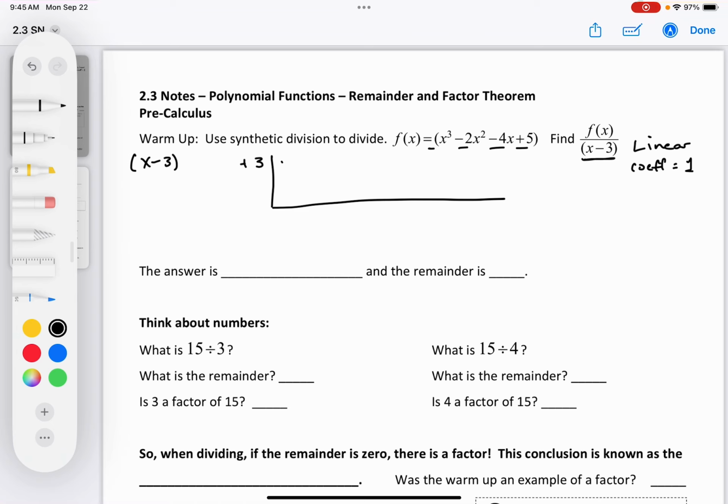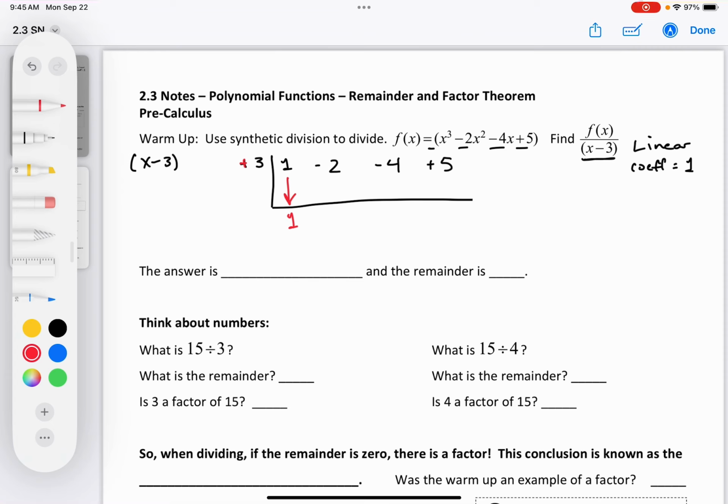So we have a 1, we have a negative 2, we have a negative 4, and we have a positive 5. And so what we want to do is drop that first coefficient, and then we multiply it by the divisor, and we just keep following that process of multiply, add, multiply, add, multiply, add.